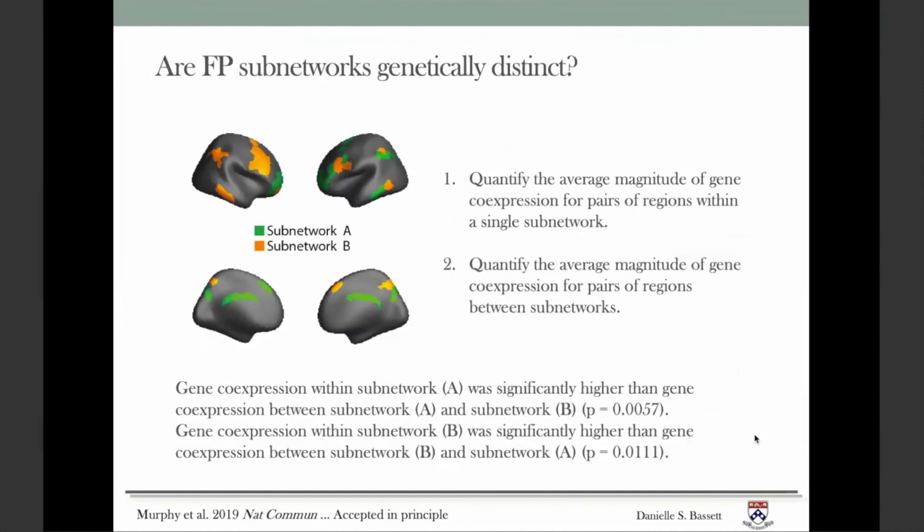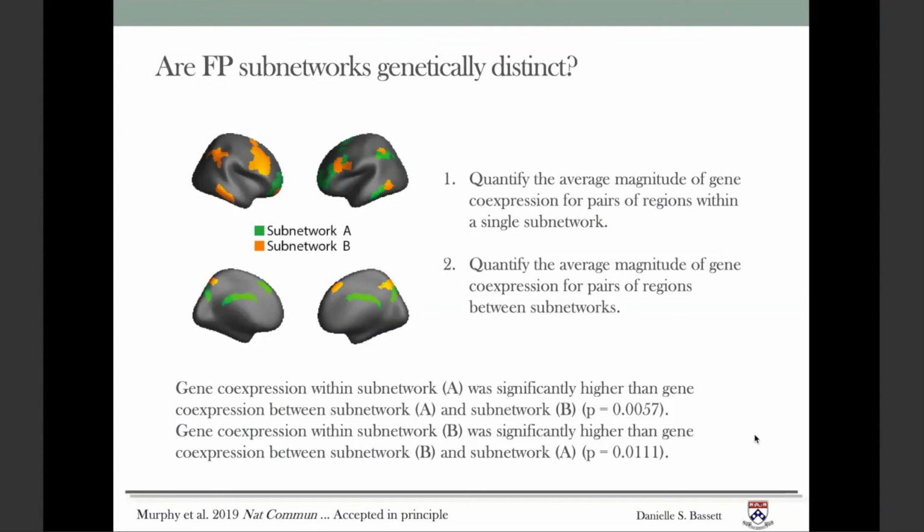So then the second question we wanted to address was whether these two subnetworks are also genetically distinct, just as another piece of information to say that the separation of the frontal parietal system into two sections is important and biologically relevant. And so to address that question, we first quantified the average magnitude of gene co-expression for pairs of regions that are located in a single subnetwork. So basically, we take all regions that are in the subnetwork A and calculate the gene co-expression between them, and then separately all of the regions that are in subnetwork B. What's the average co-expression between them?